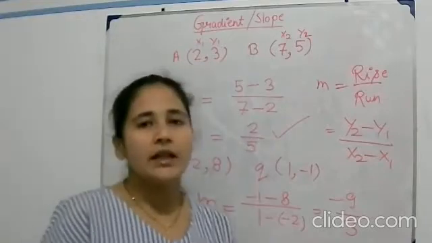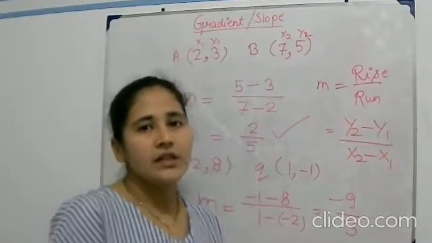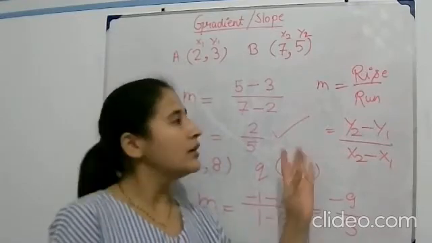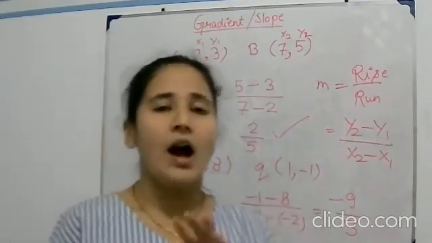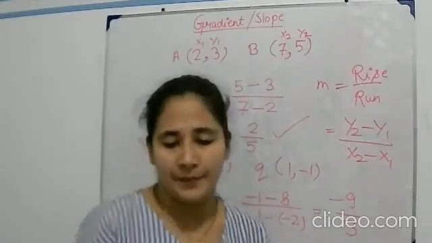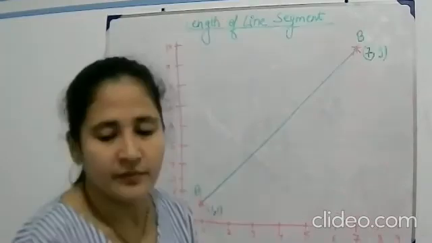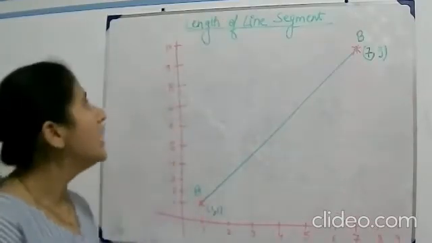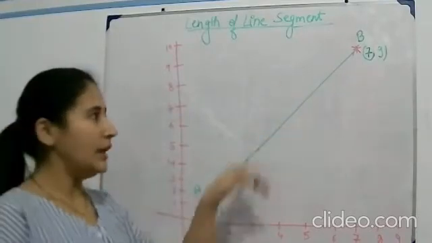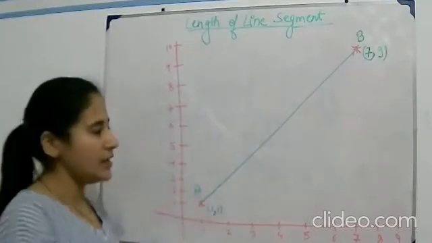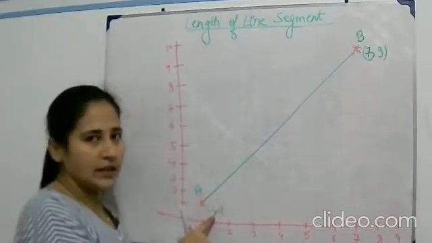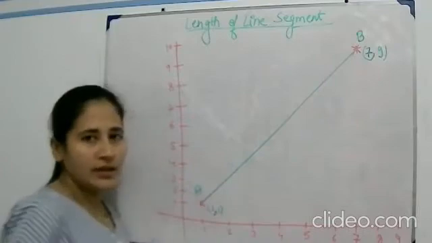So after gradient and slope, we will see how to find the length of a straight line, or how to find the length of a line segment. Now the second topic is length of line segment. This is line segment AB. We have to find the length of this line segment. Point A coordinates are given, and for point B also coordinates are given.